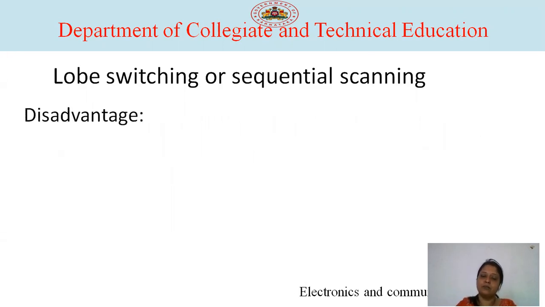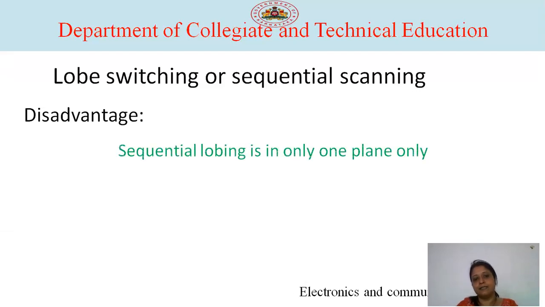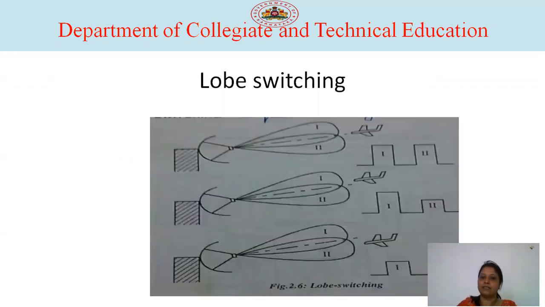Now, one of the main drawbacks or disadvantages of lobe switching is that sequential lobing works in only one plane, meaning it will give readings in only one plane. It is not able to give readings in both horizontal and vertical. That is the main drawback. If you observe this diagram here, this is the radar station, this is the antenna radiating the beam here. Now suppose our target aircraft is present here.